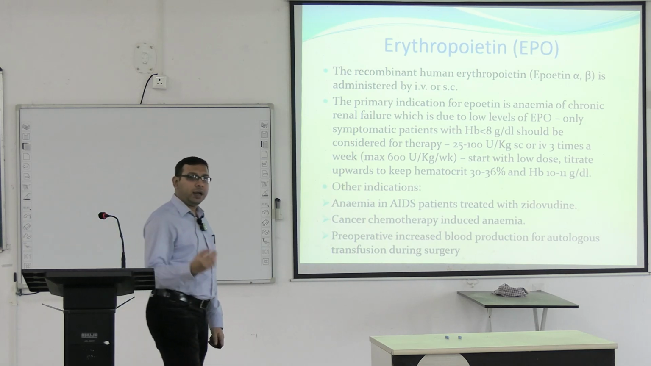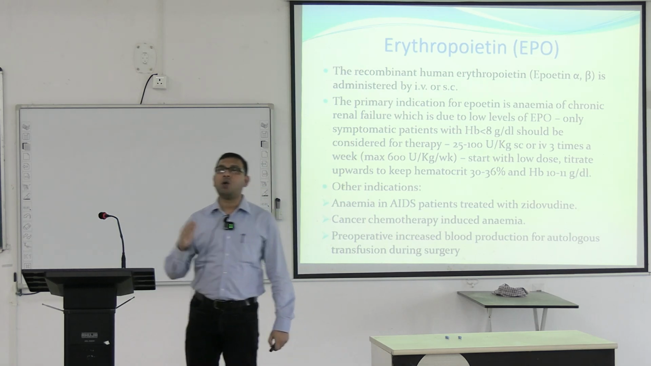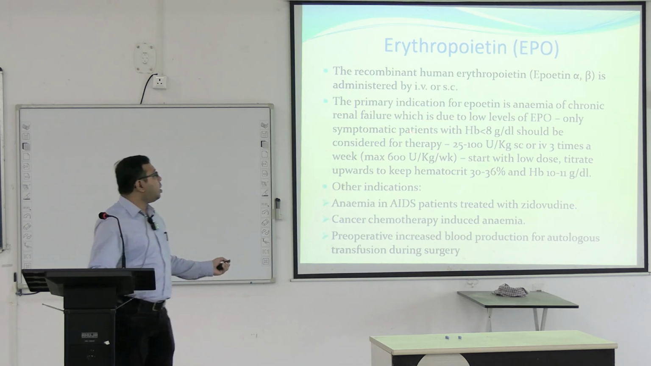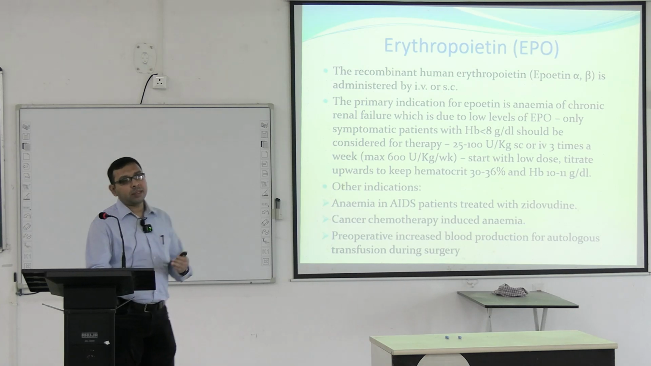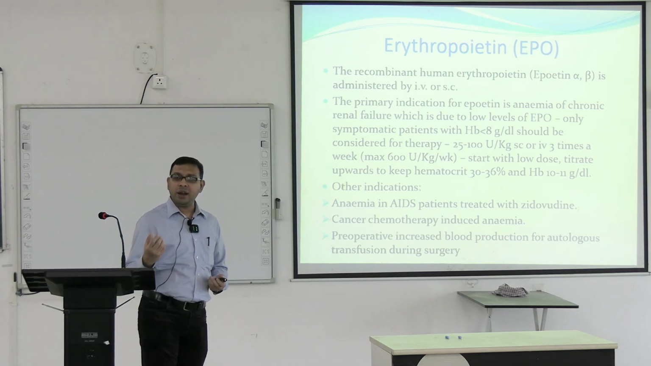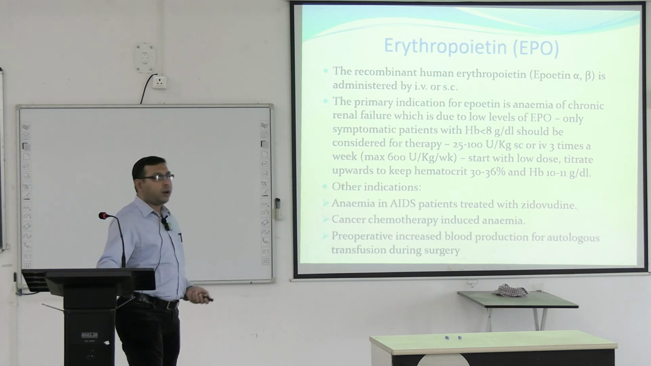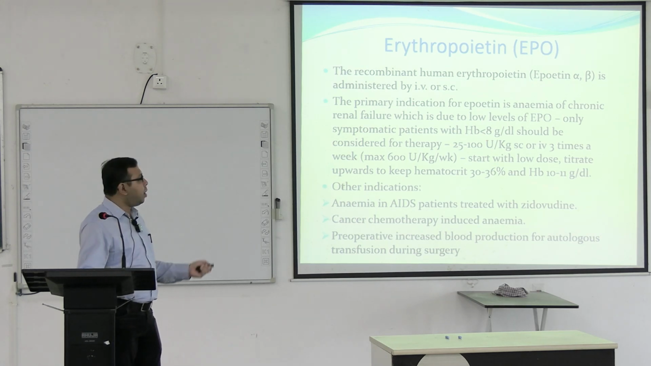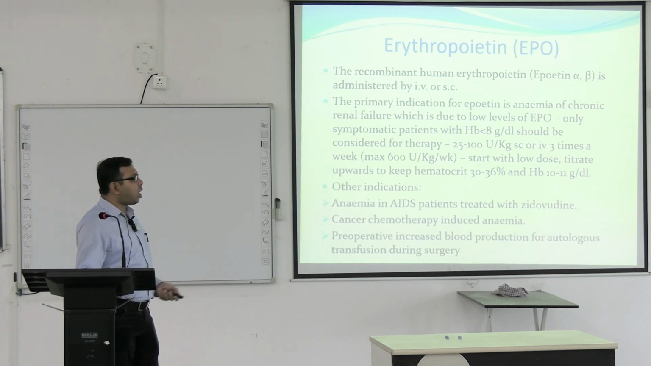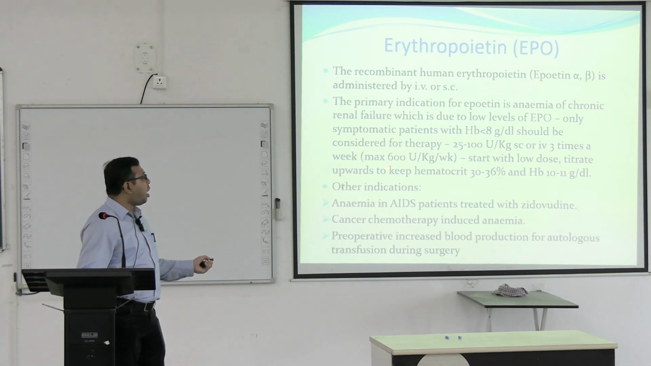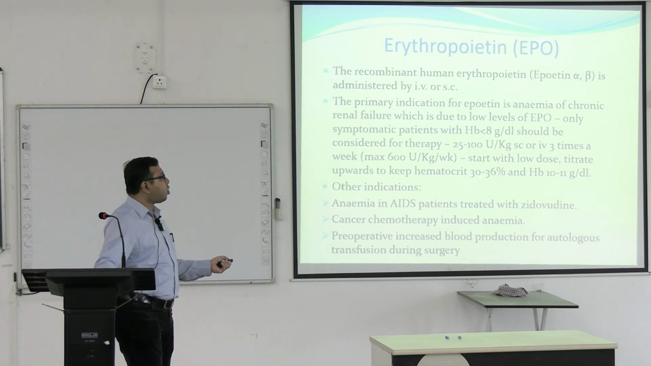When there is chronic kidney disease, CKD, previously known as chronic renal failure, CRF, the kidney cells are already compromised. So ultimately low levels of erythropoietin are secreted from these kidney cells because the kidney is already diseased. Only symptomatic patients with hemoglobin less than 8 gram per deciliter should be considered for therapy. Usually 25 to 100 units per kg subcutaneous or IV, 3 times a week, is given. We have to start with a low dose and gradually increase, and ultimately the goal is to reach hematocrit 30 to 36% and hemoglobin 10 to 11.